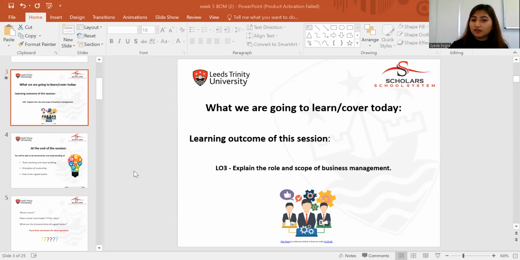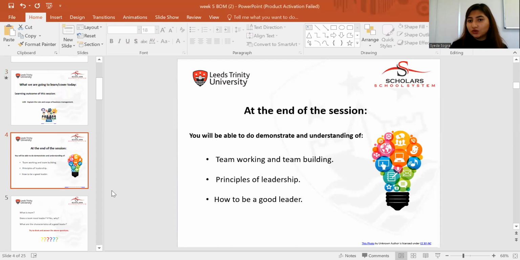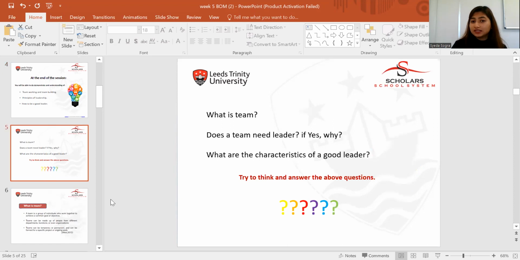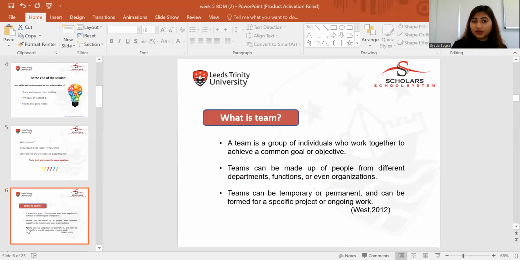So today we are going to cover the role and scope of business management. At the end of this session, you will be able to demonstrate and understand what is team working, what is team building, the principles of leadership, and how to be a good leader. So basically, what is a team? Does a team need a leader? If yes, why? What are the characteristics of a good leader?